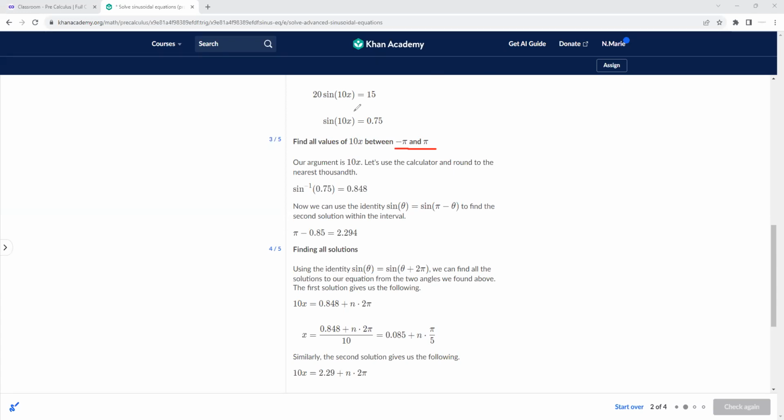So now we need to get this out of this form. So we do the inverse function of sine of 0.75. We're going to plug that into our calculator, and it's going to get you 0.848, which is about 0.85.